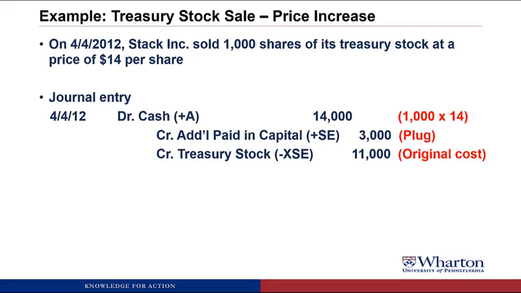And then we're going to plug additional paid-in capital. So additional paid-in capital is going to increase by $3,000, and it's going to do that simply because we cannot book a gain on this sale because it's a transaction on stock. Got to put it somewhere, so we put it into additional paid-in capital.